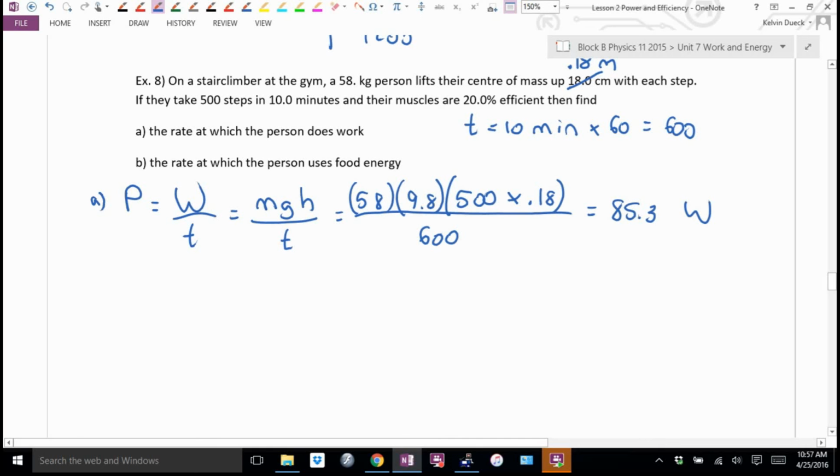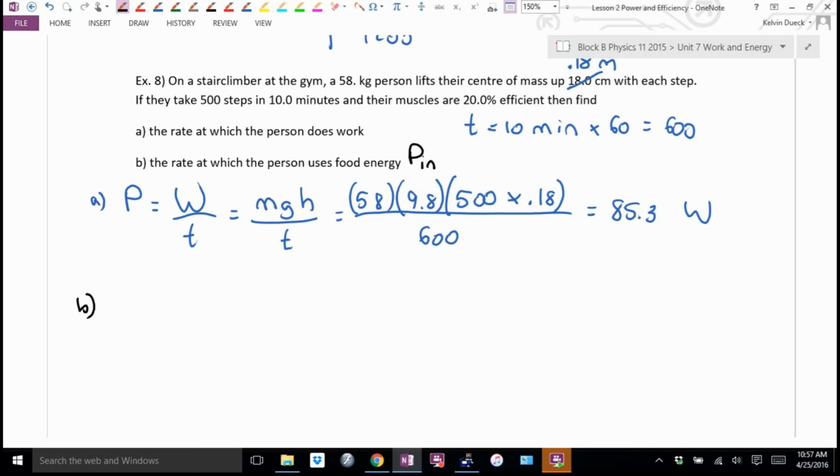You going to make it, James? Last one. B. What does B want me to find? The rate at which the person moves through it. You know what? This wants me to find the power he put in. Power out, we got 85.3 watts. It wants, okay, how much power did he put in?